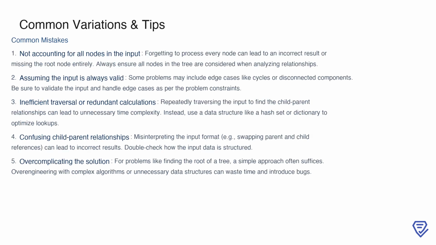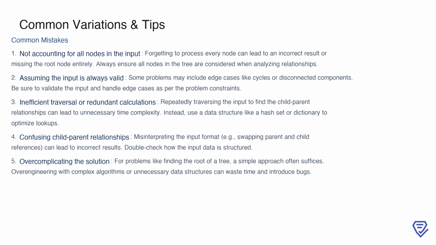When working with N-Ary tree problems, there are several common pitfalls to watch out for. First, not accounting for all nodes in the input is a frequent oversight. If you miss processing even a single node, you might fail to identify the root or end up with an incorrect result. It's critical to ensure that all nodes are considered, as each one informs the overall tree structure. Another mistake is assuming the input is always valid.